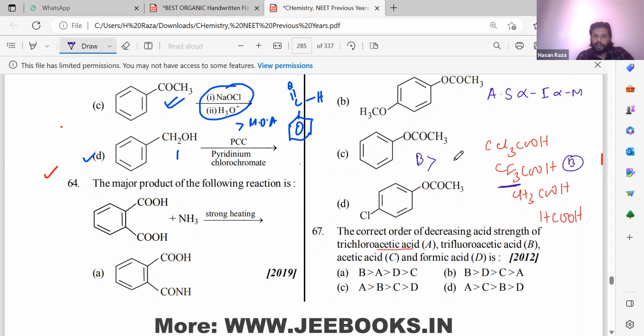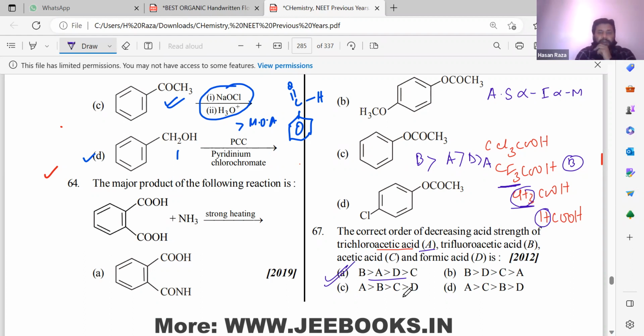And here it has written trichloro as A, so then it is A. After this, if you compare between this and this, CH3 will decrease the acidic character because it has a +I effect. So then comes your D and then comes your C. So the answer will be BADC. Is that clear, everyone? Yes.